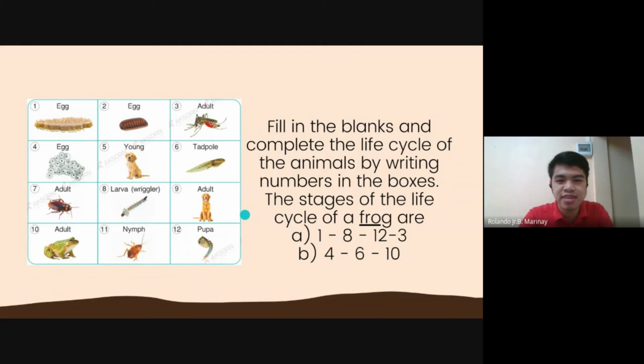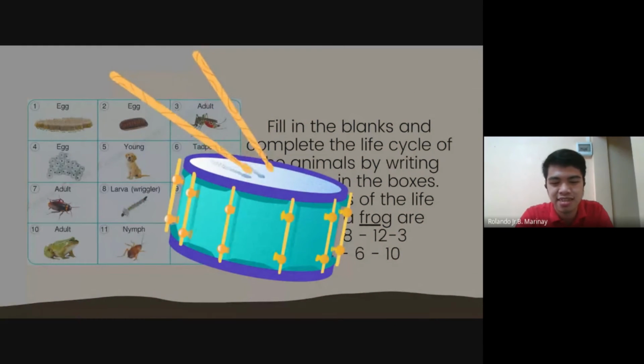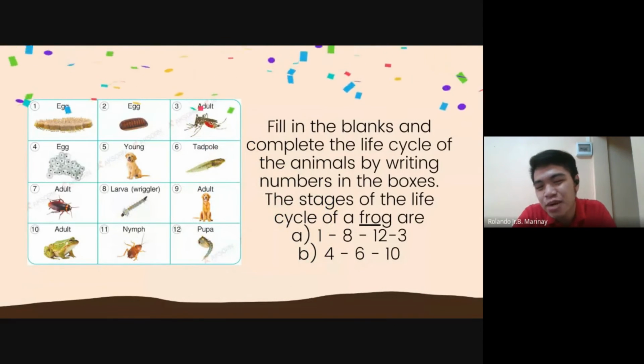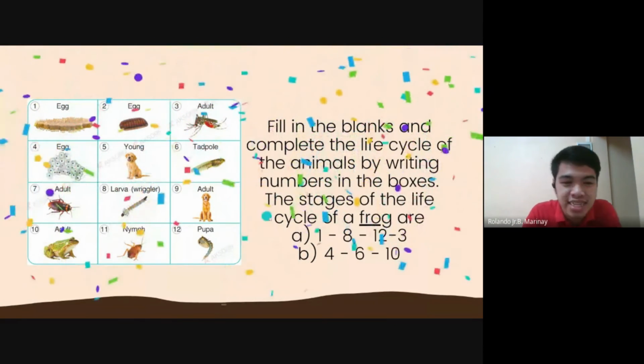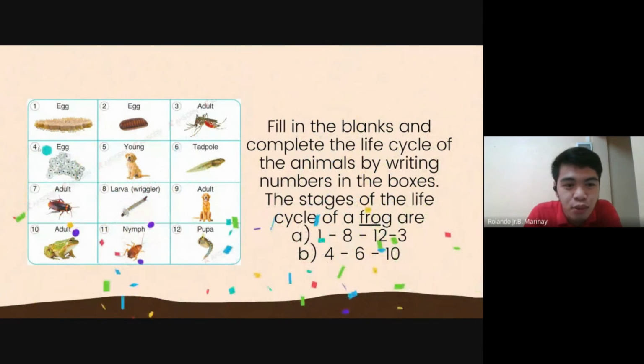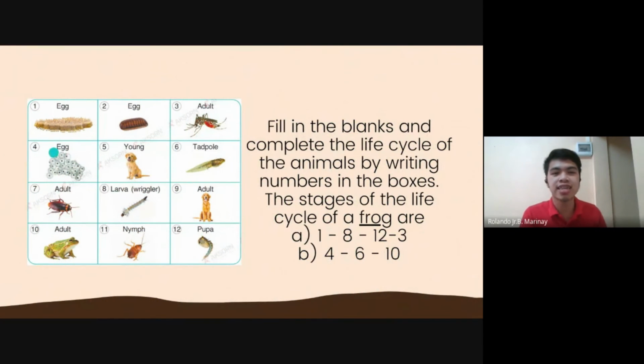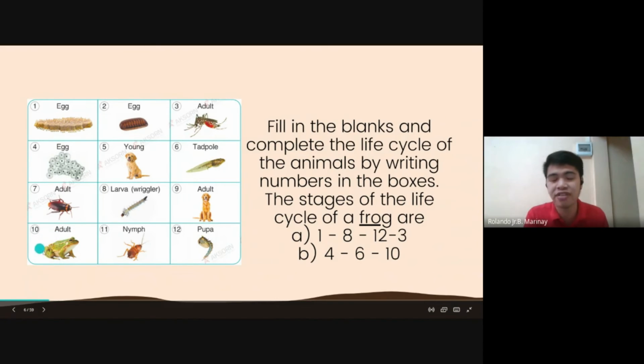The correct answer is letter B. 4, 6, and 10. Look, there's the 4, the egg of the frog, and then 6, the tadpole, and 10, the adult. Okay, this is how the adult of the frog looks like.